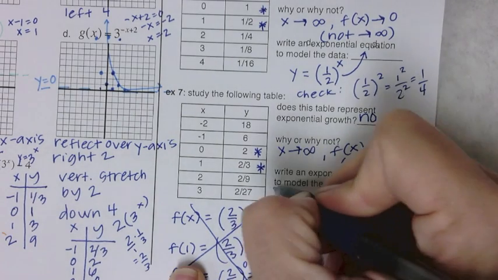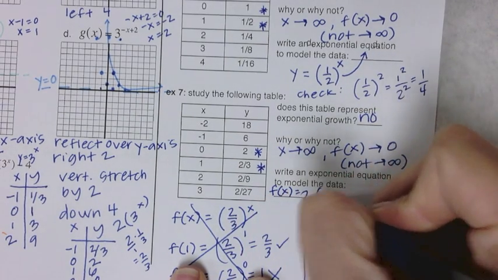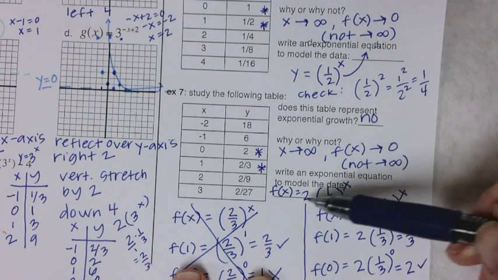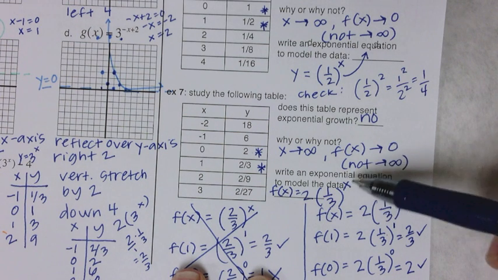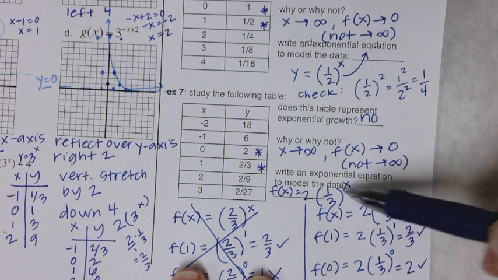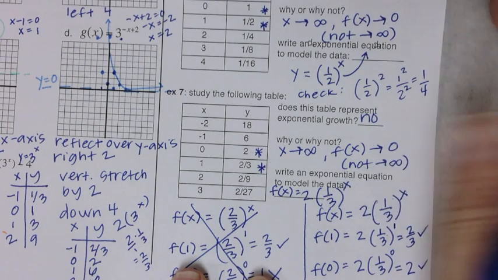So this one is f of x equals 2 parentheses 1/3 to the x. And I just want to pause and make sure you realize you cannot write this as 2/3 to the x, because order of operations says we have to take care of exponents first, and we can't. So if there's a variable in the exponent, you cannot multiply those together.